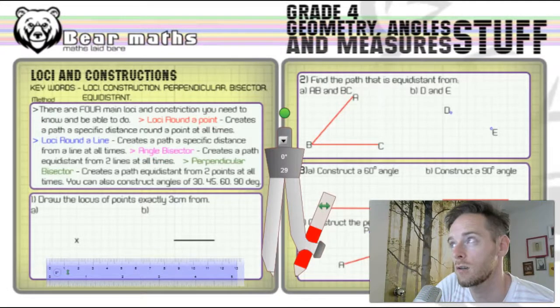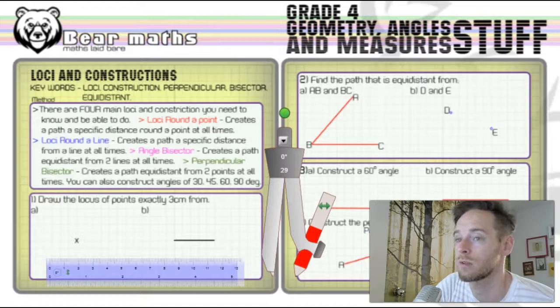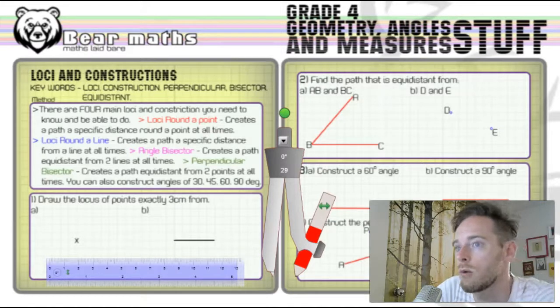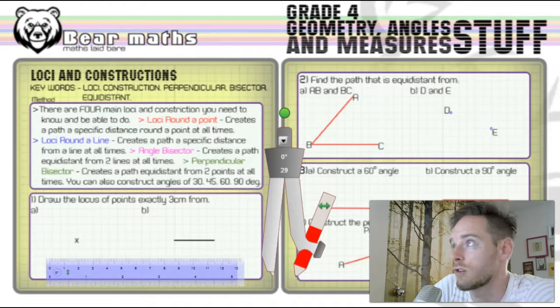This is on loci and constructions, and the keywords I've got for you are loci, construction, perpendicular, bisector, and equidistant. Lots of keywords there, lots of complicated mathematical words. But loci is a path that's been determined by a rule. So the loci, or locus, plural, is the path that has been given to you or you have constructed using a given set of instructions.